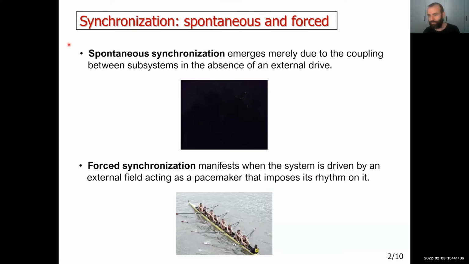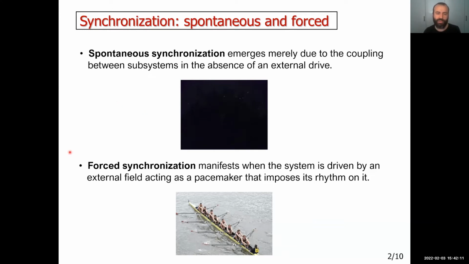We typically distinguish between two different kinds of synchronization. The first one is the spontaneous kind. We say that spontaneous synchronization occurs just due to the coupling between the subsystems, in the absence of an external drive. In the short clip here, you see fireflies flashing more or less at the same time. They're synchronized. I think this is for mating purposes or something. There is no external drive, so this is an example of spontaneous synchronization.